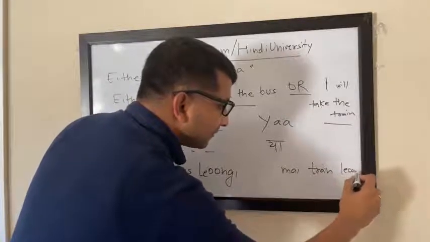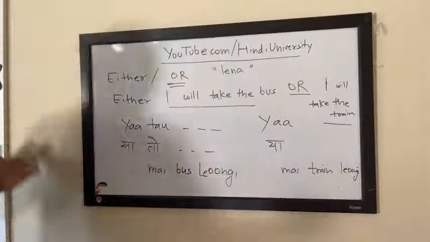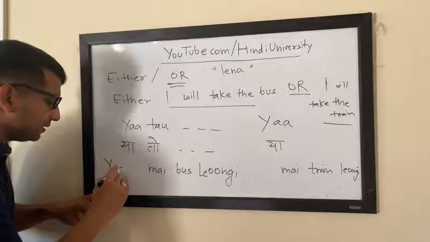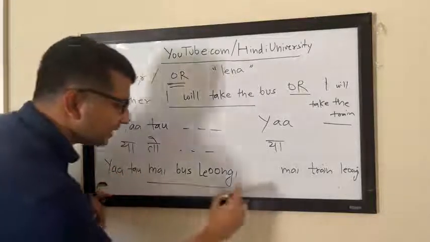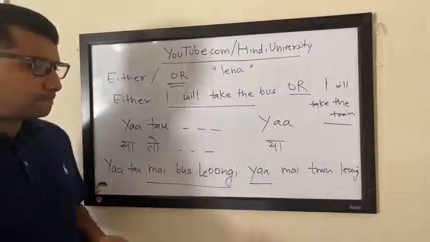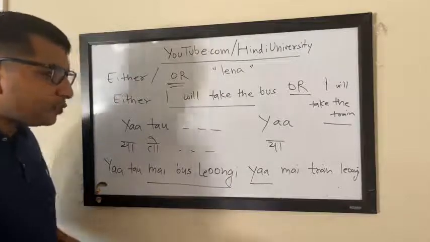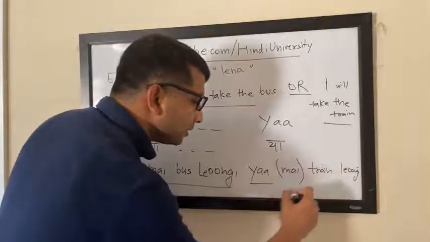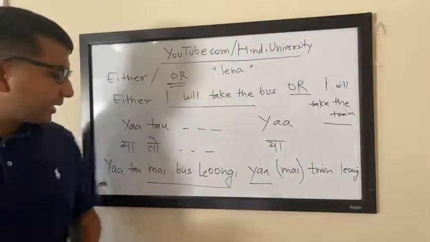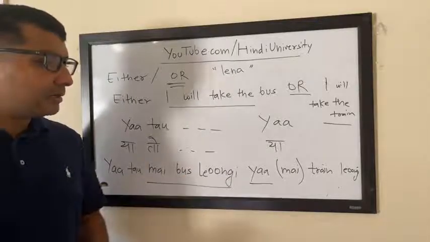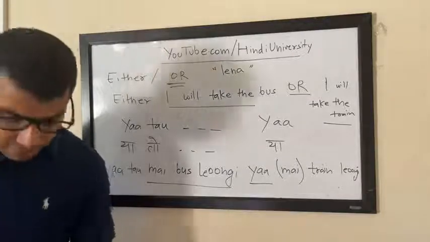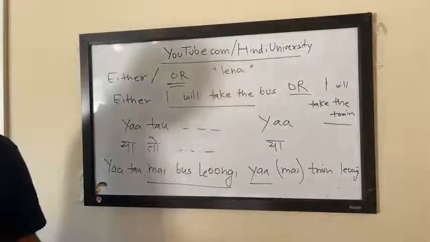Very good, leungi. Okay. So if you want to combine all of them together, you will say Yato. यातो मैं ट्रेन लूंगी. यातो मैं बस लूंगी या मैं ट्रेन लूंगी. That's right. या तो मैं बस लूंगी या मैं ट्रेन लूंगी. This is optional. Just like in English, either I'll take a bus or train. Okay, या तो मैं बस लूंगी या ट्रेन लूंगी. Okay, so this is basically the expressions for either or, या तो and then या.